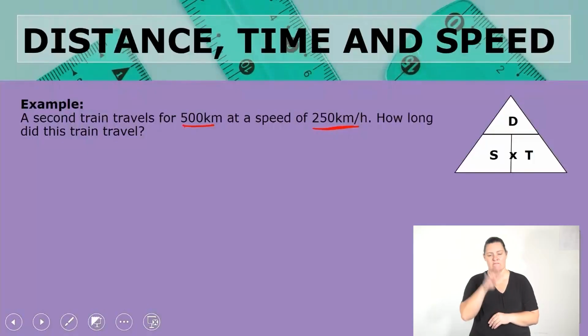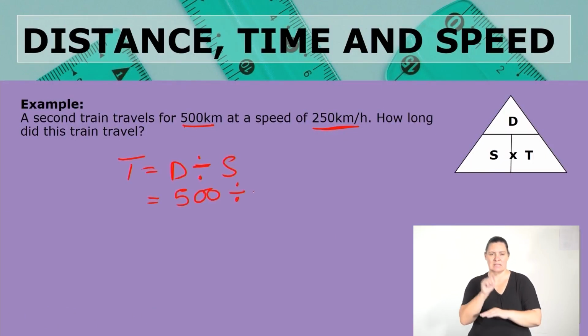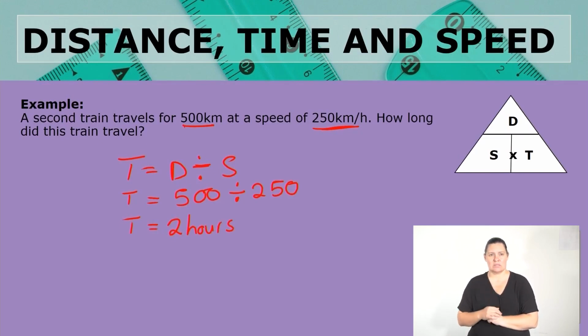Do you remember the formula for time? Yes, it is distance divided by speed. That distance is still 500. We are going to divide it now by 250 kilometers per hour. Do you have the answer already? 500 divided by 250 gives us an answer of 2 hours.